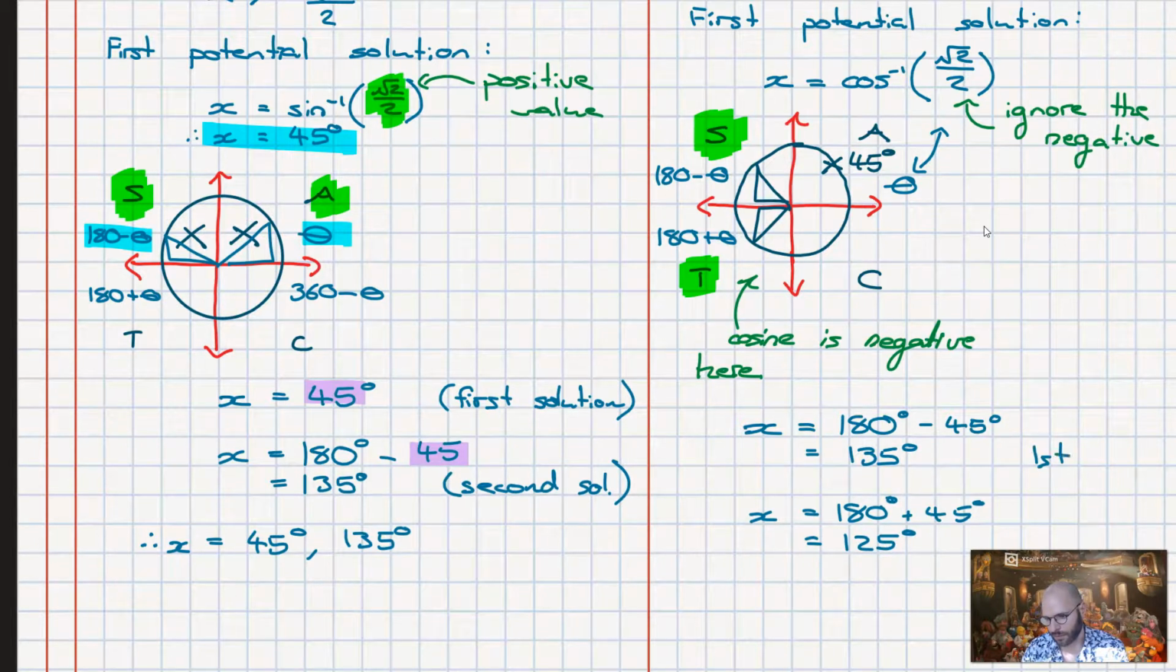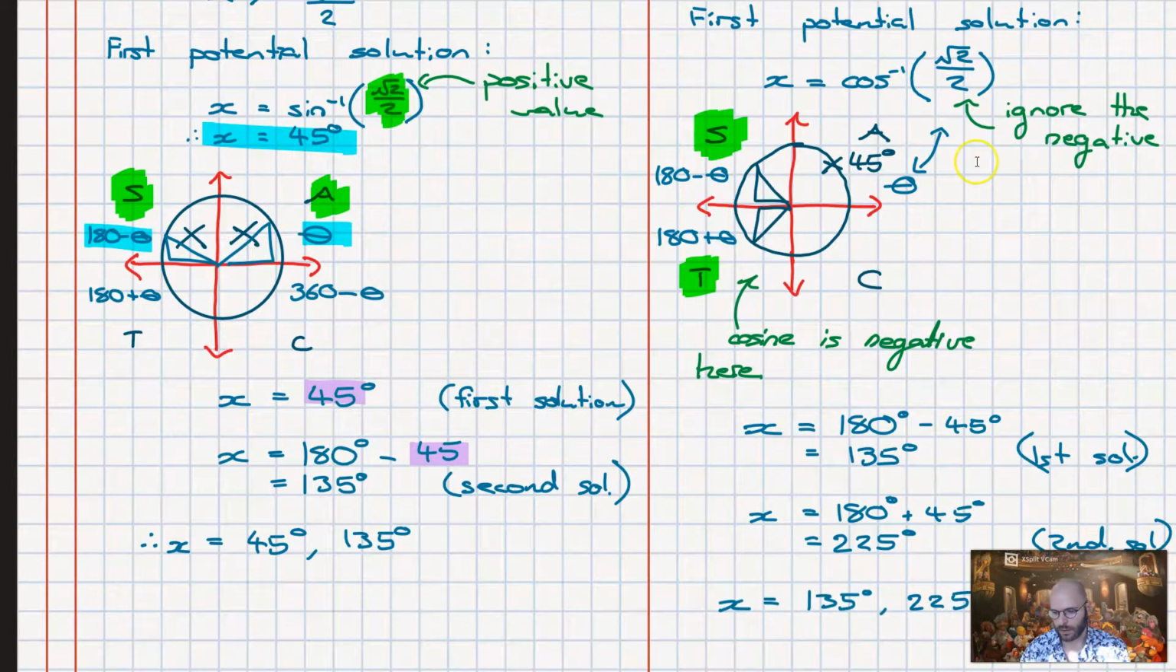So this is our first solution, and this is our second solution. Putting it all together, we therefore find that the values of x are 135 degrees and 225 degrees.